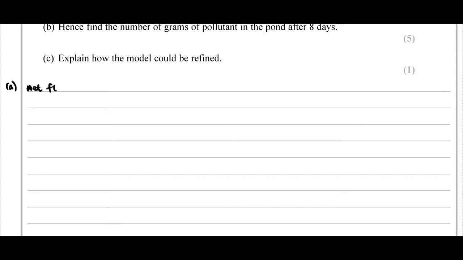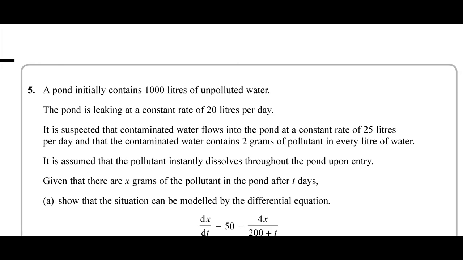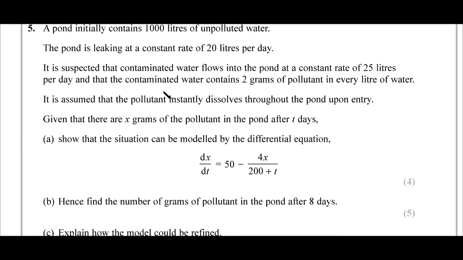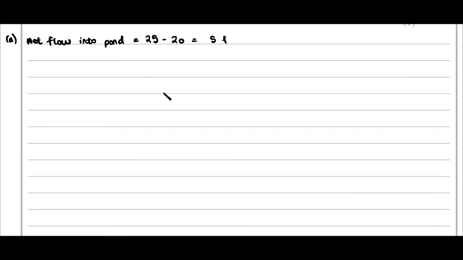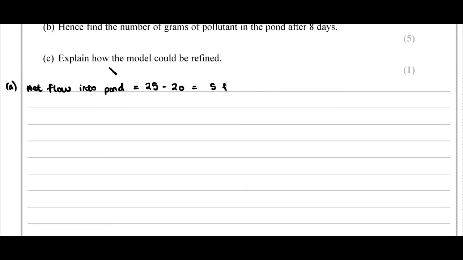The net flow into the pond will equal 25 minus 20, which is 5 litres. Therefore, if initially we have 1,000 litres of unpolluted water, the amount of liquid we have in the pond after a certain number of days, remember this net flow into the pond is 5 litres per day.